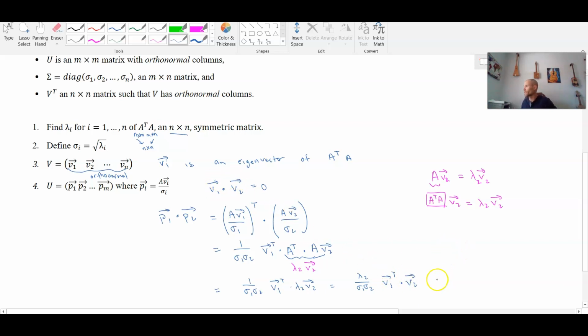I already know that's 0, so this is going to be lambda 2 over sigma 1 sigma 2 times 0, which is equal to 0. So that's how we know that U is going to have orthogonal columns. Of course, if we want to normalize it, we just have to scale all of these PIs by 1 over the magnitude of the PI, and then we can normalize those vectors as well. So far everything's good, everything's working out.